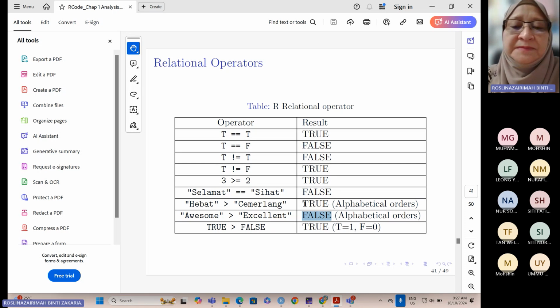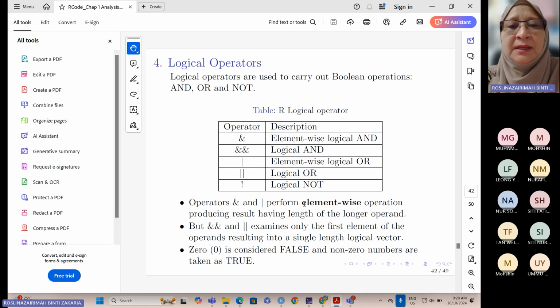Okay, the answer. Any question? And then this is for logical operators, for logical operators.